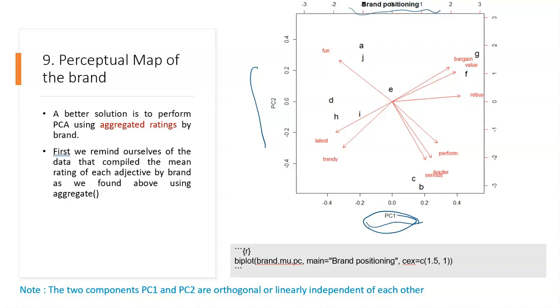So we can interpret this perceptual map. First, we interpret the adjective clusters and relationships, and see that there are four areas with well differentiated sets of adjectives and brands that are positioned in proximity. Brands F and G are high on value and bargain, while A and J are relatively high on fun, which is opposite in direction from the leadership adjectives, that is leader and serious.